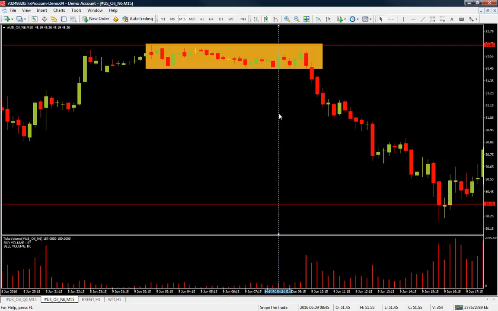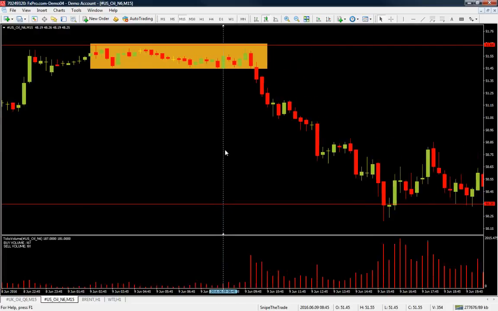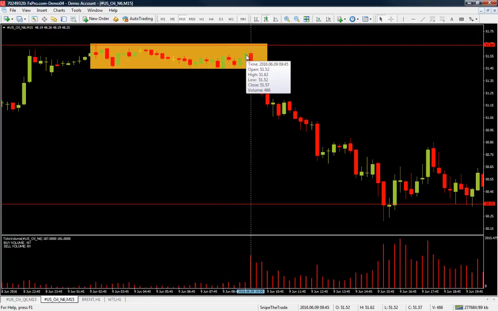We didn't know what was going to happen with crude oil at the time. So what happened is that we had this big spike in volume. And when we had this big spike in volume, you can see that we did not break the range, but sellers came into the market. So that's a clue that price was going to break to the downside.